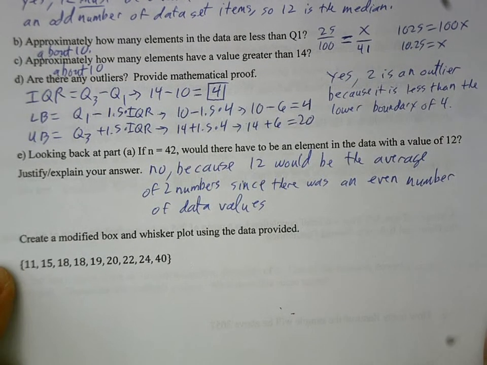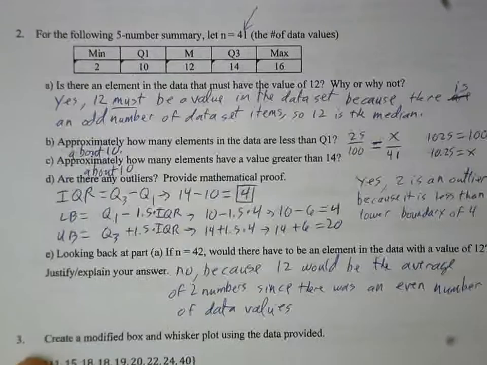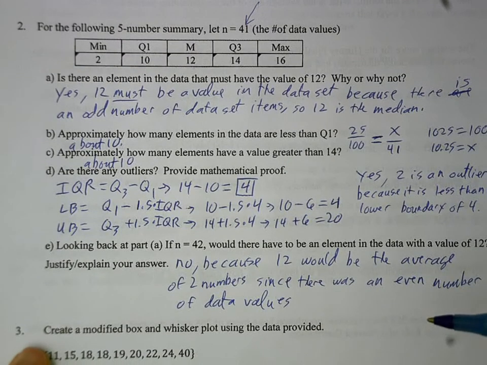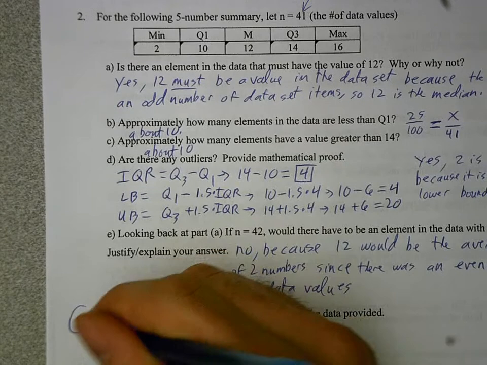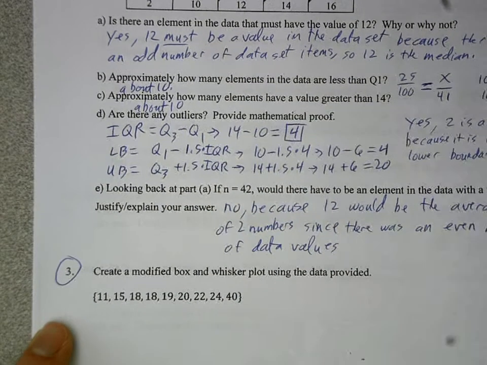Number 3 we're not going to do right now because it's the same work we were just doing here, just drawing the box and whisker plot. I would like you to try number 3 as homework though. I think you can all handle number 3.